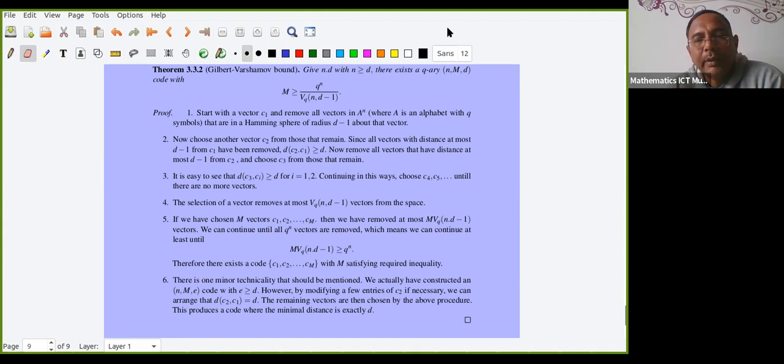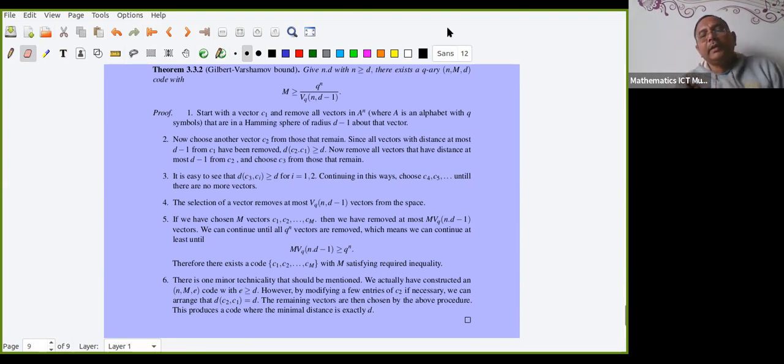So far, all the vectors at distance d minus 1 from c1 as well as from c2 are removed. Now you take c3. We claim that the distance from c3 to c2 is greater than or equal to d, and c3 to c1 is also greater than or equal to d. Are you okay with that? Continuing in this way, we can choose c4, c5, until no more vectors are left. Right? So then it is easy to see this part.